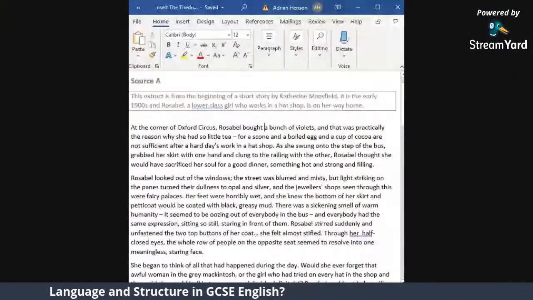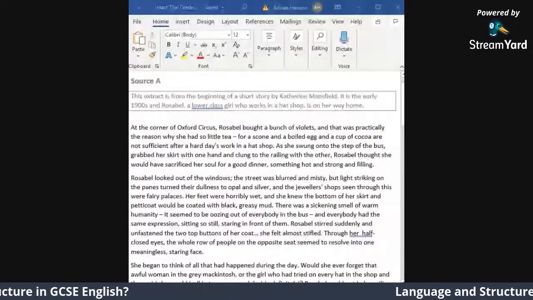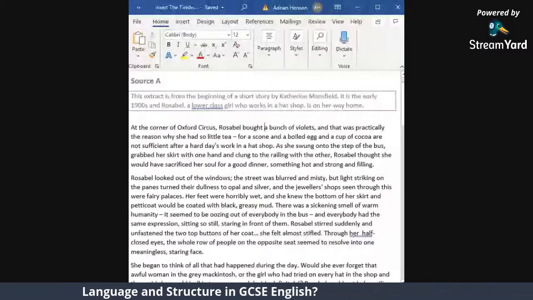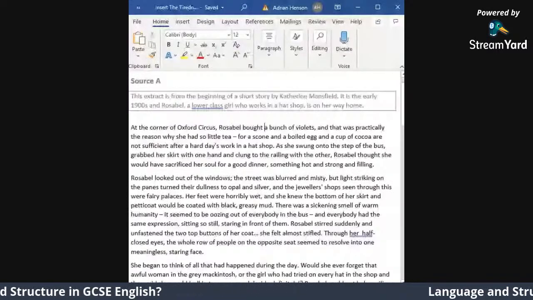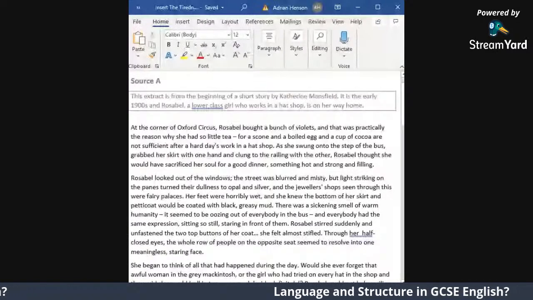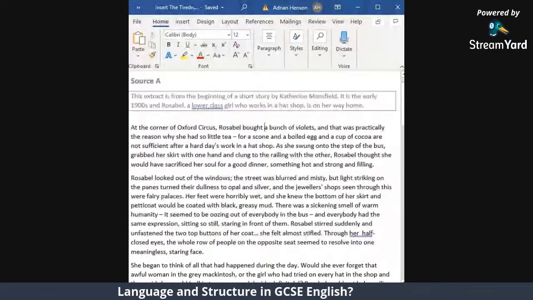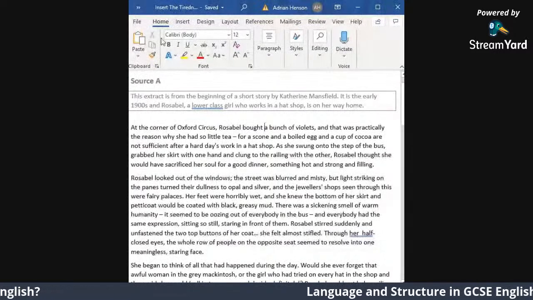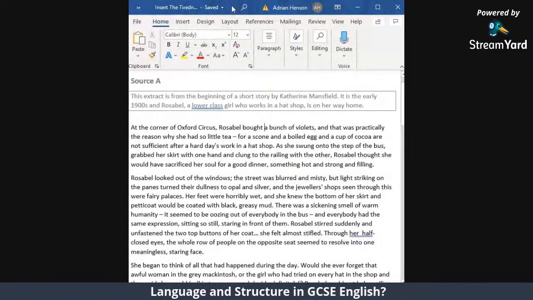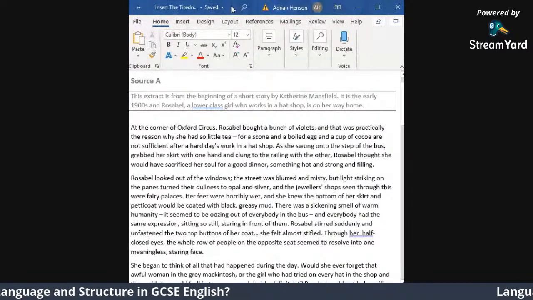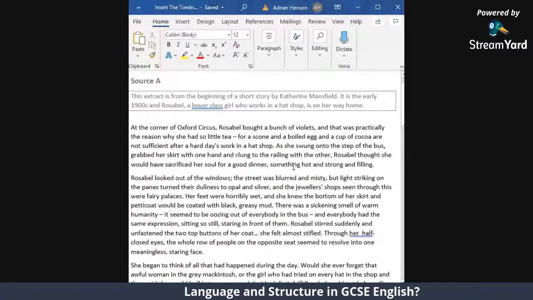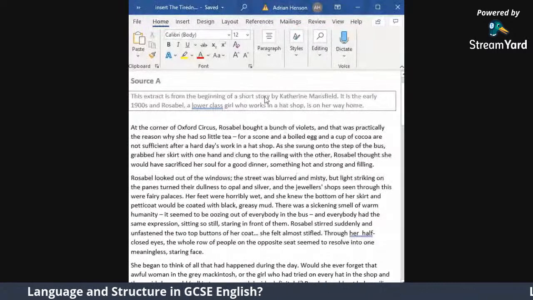So it's very important that we have a look at what examples of structure can take place. So what I've done is I've looked at an extract that was written in the creative writing paper, and I'm going to go through it and just see if we can pick out elements that are both structural and language, because these papers often do have all these elements in.